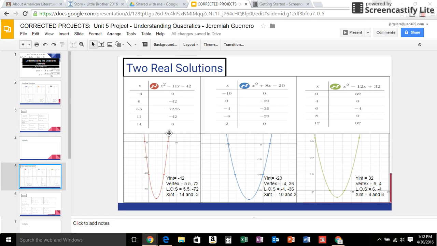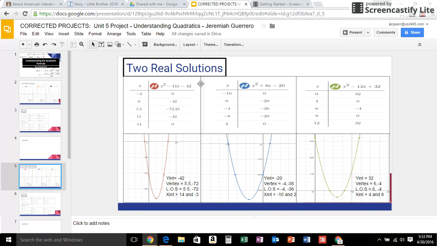This graph here, the y-intercept is at -42, which would be here. The vertex is in decimal places, so I rounded this one. It's at 5.5 and -72, and that's where the line of symmetry is. The x-intercepts would be -3 and 14. They can't be visibly shown because the graph is big.